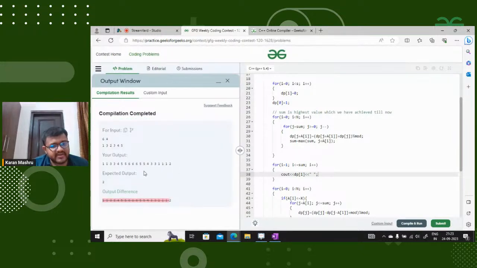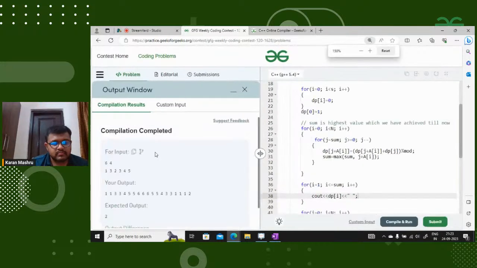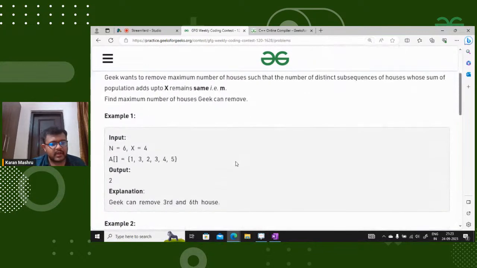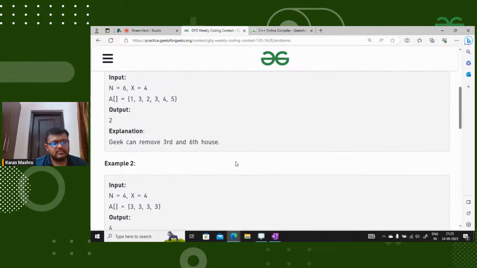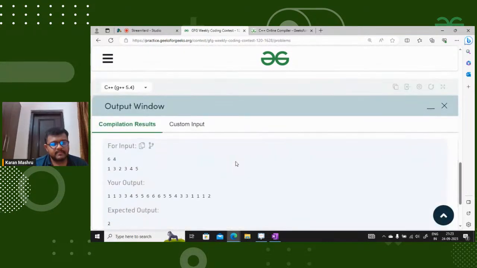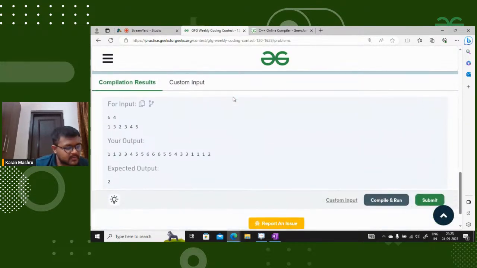So basically what does this say? Suppose this is your array. Okay, let me zoom it. I hope now it's visible. So suppose this is your array 1, 3, 2, 3, 4, 5.